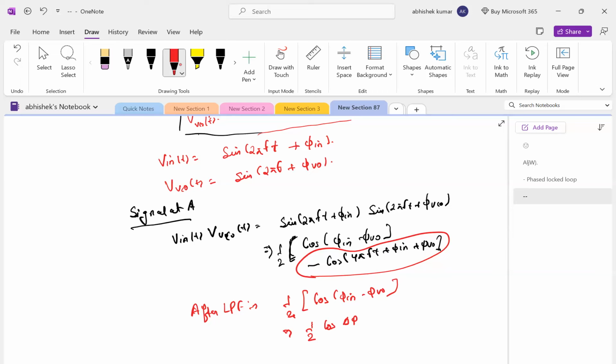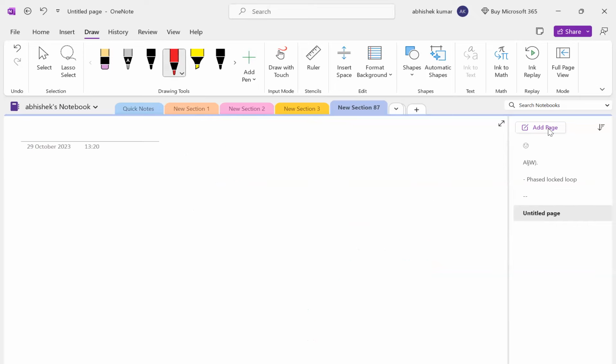Do you have any doubt about how the phase detector is working? No, it's okay.